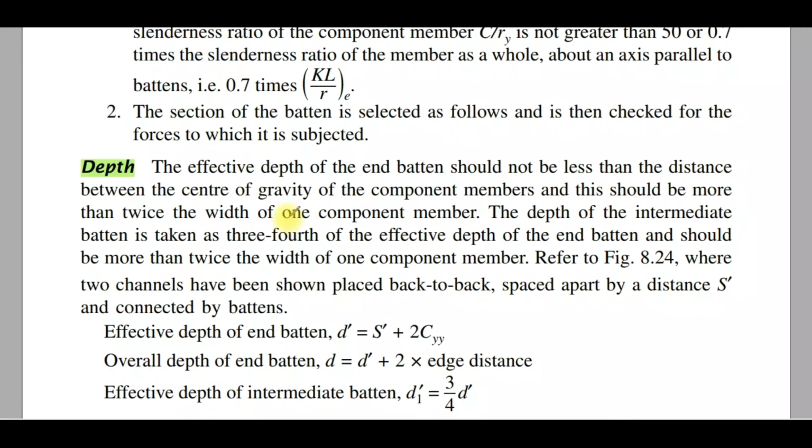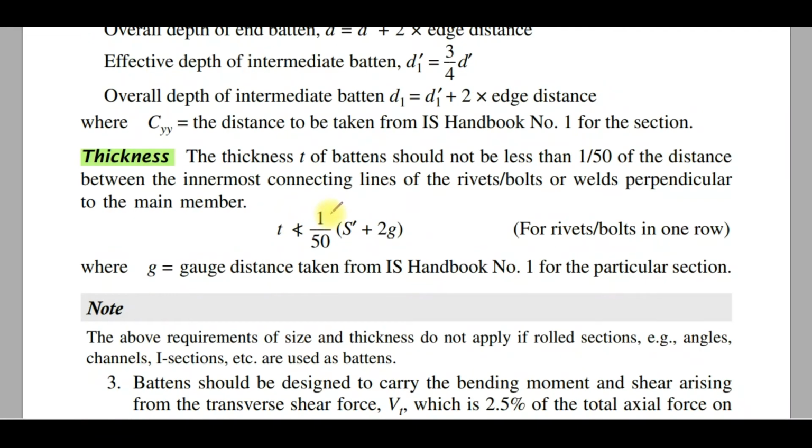So here it is mentioned that the thickness T of the batten should not be less than 1 by 50 of the distance between the innermost connecting lines. So the innermost connecting lines are S dash plus 2G. So this is the distance, and 1 by 50 of this. So it should not be less than this. At least it should be more than this value, 1 by 50 of S dash plus 2G.